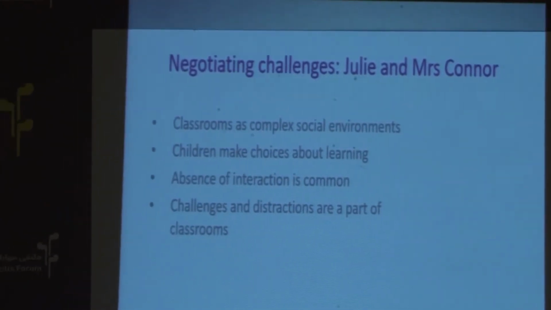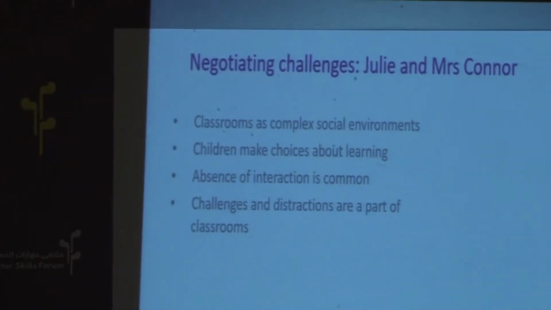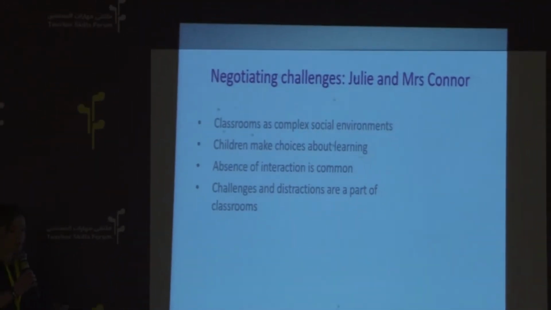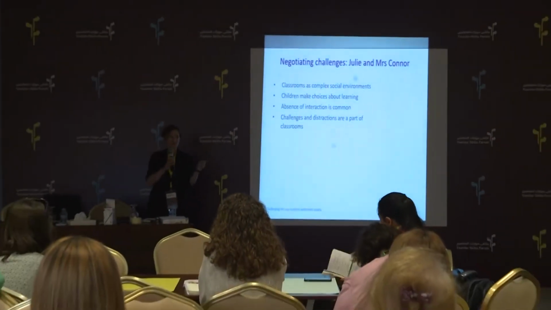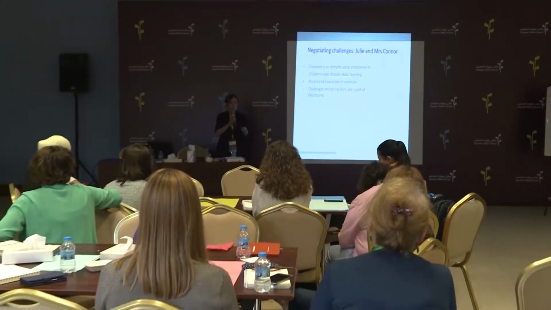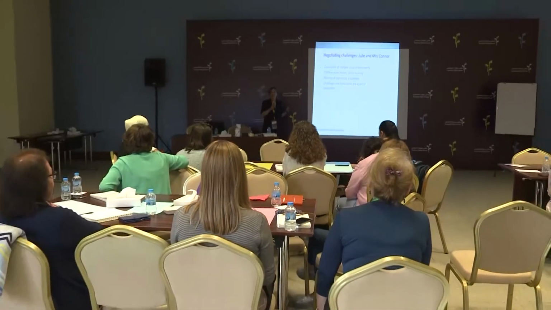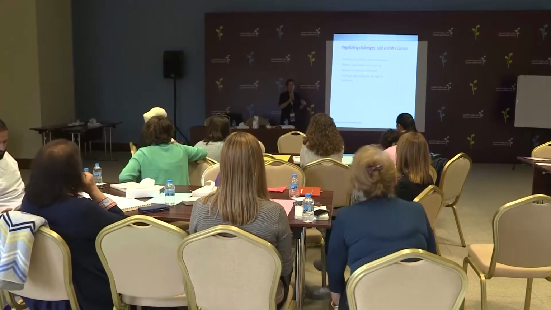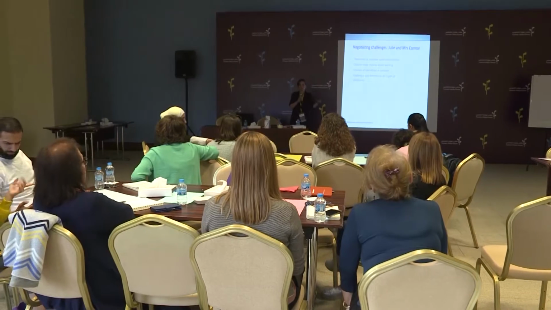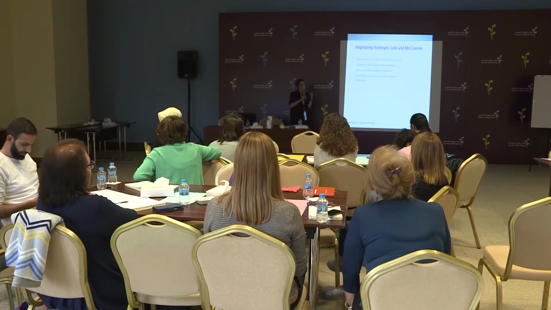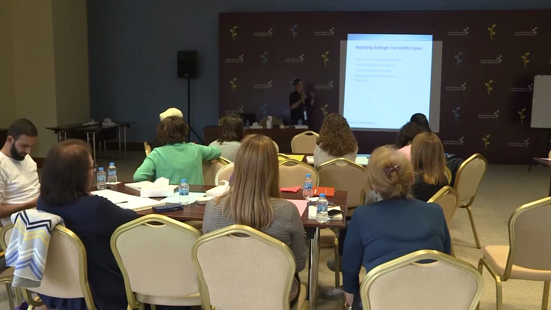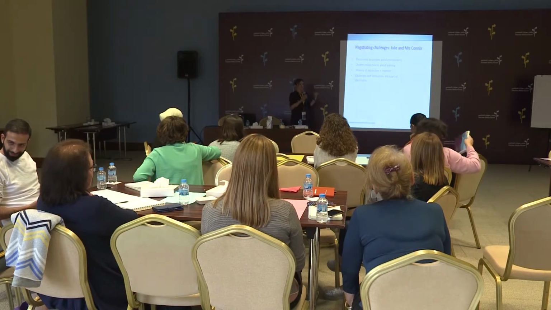I think it also highlights, I forgot to say actually, in Julie and Mrs. Connor's story, over the course of a week, there were only five direct interactions between Mrs. Connor and Julie, and all of them were very administrative. They were very much about clarifying instructions or moving people from one place to another. There was nothing else. And there's all sorts of reasons for that, so I don't want to be judgmental against Mrs. Connor or Julie, but I think it's a really extreme opposite to Tom and Mrs. Allison.